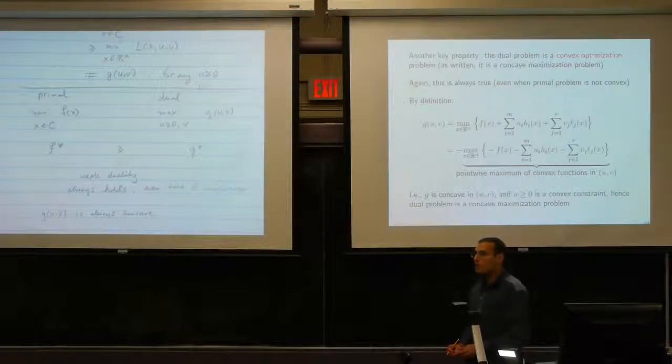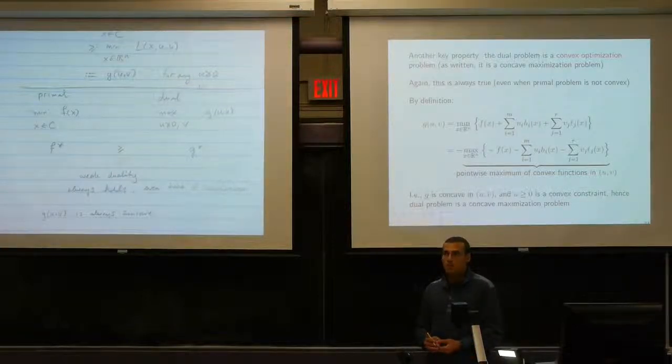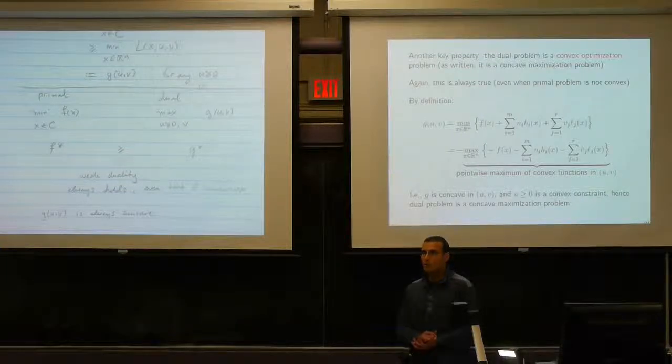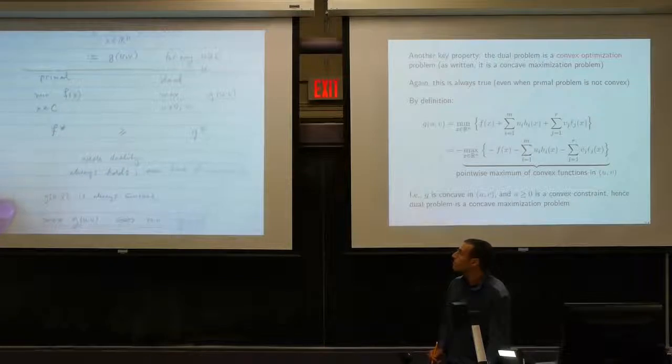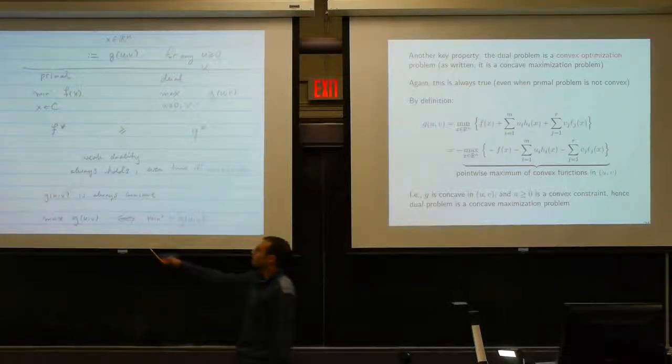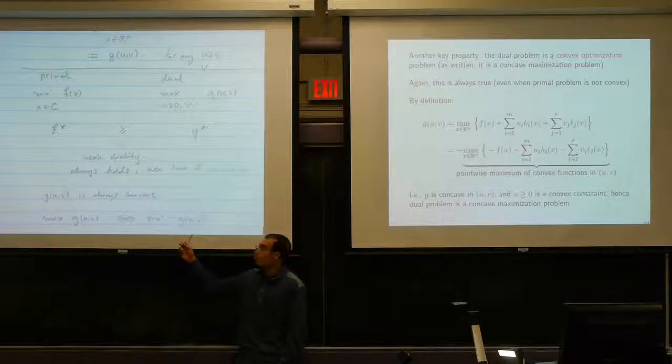And I claim that's true regardless of whether f was convex or not. Which means that if I have a non-convex optimization problem and I derive its dual, it is always a concave maximization problem. Right? A concave maximization problem is equivalent to a convex minimization problem. Because I can write maximize g(u,v) as the same thing as minimize minus g(u,v). And if g was concave, then minus g will be convex. So this guy is a convex optimization problem.